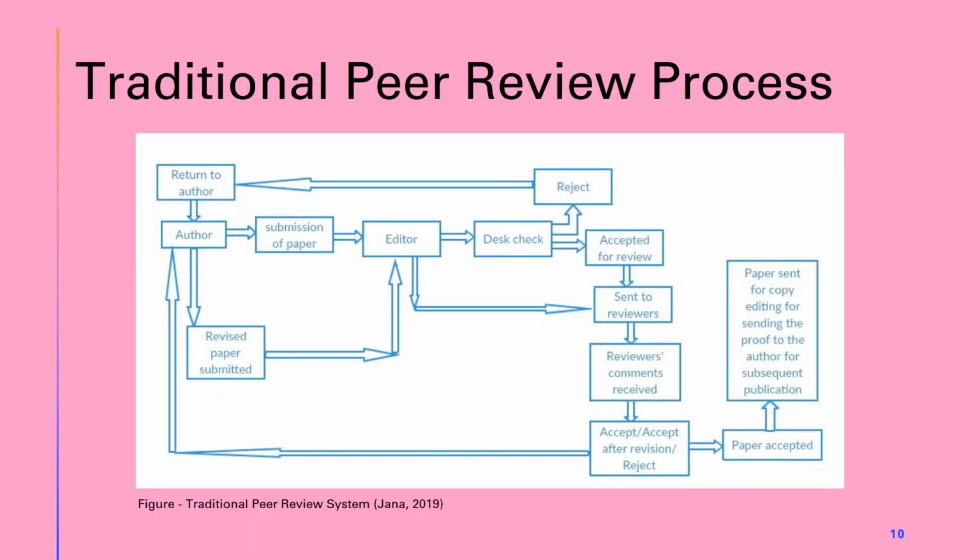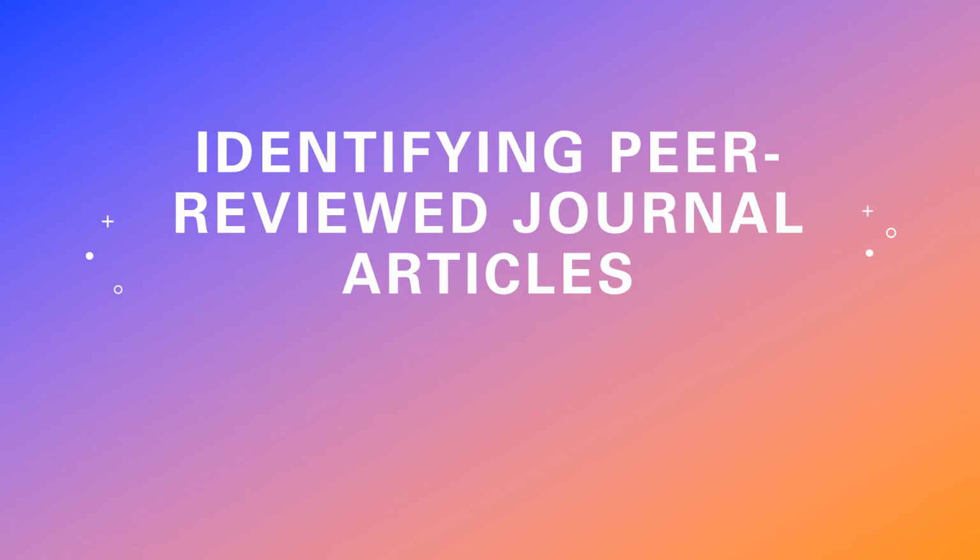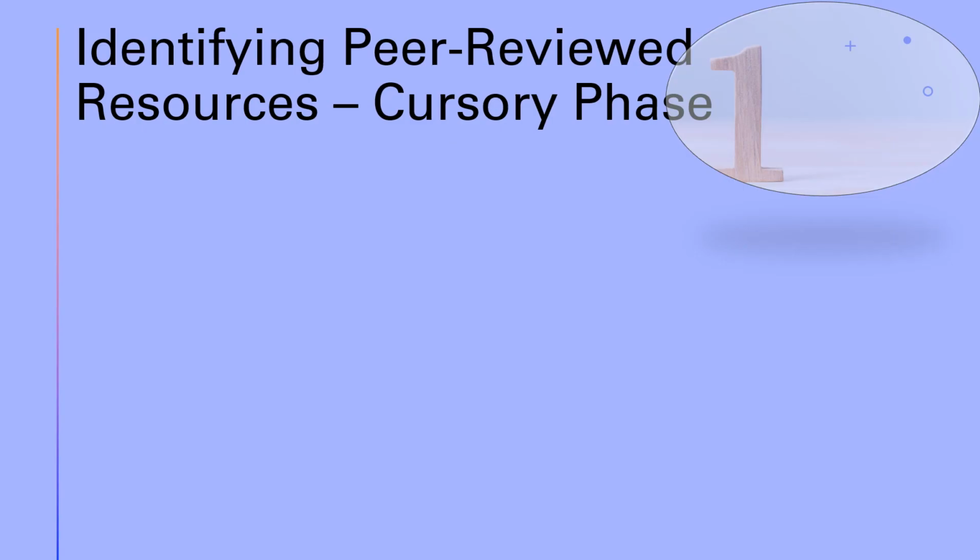This is a diagram of the traditional peer review process. As you can see, it notes the complexity of the peer review process and its intention to be as thorough as possible. Now that we have a better understanding of how the peer review process works, let's cover how we identify peer-reviewed journal articles. So let's talk about cursory identification.